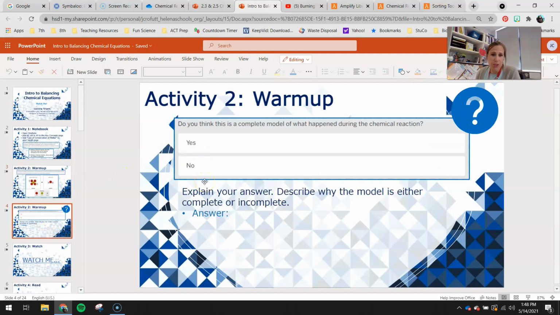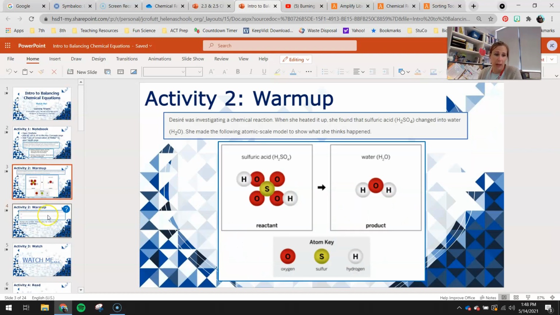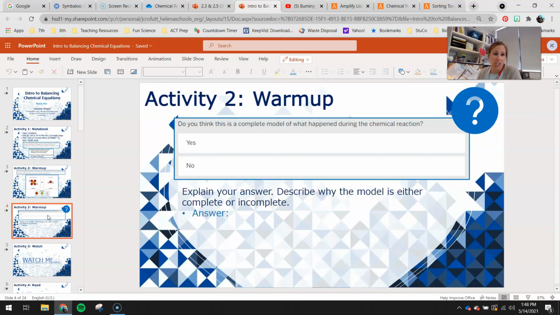Okay, she made the following atomic scale model to show what she thinks happened. All right, so do you think this is a complete model of what happened during the chemical reaction? Think about, if you haven't already, what we just learned as far as our key concepts and our vocab for today. Does this follow the law of conservation of matter? So if you guys haven't already finished the notebook and the warm-up, go ahead and take a couple minutes to do that now.